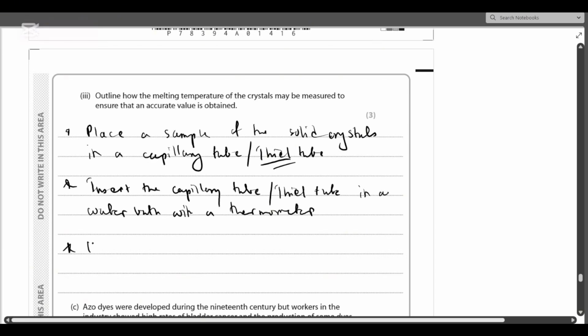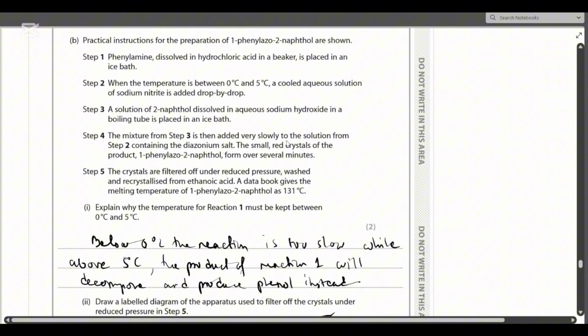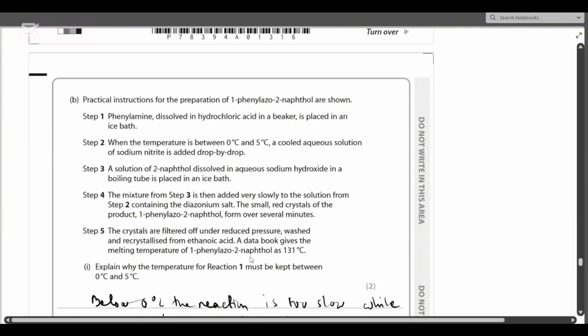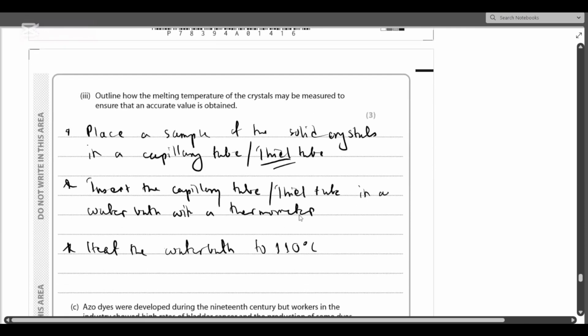Then what we do is that you heat the water bath to 110 degrees Celsius. Why 110 degrees Celsius? Because you can clearly see that the melting temperature of the crystal was about 131 degrees Celsius. So we'll try to basically provide as much heat as possible so that the temperature reaches something above 100 degrees Celsius, in this case about 110 degrees Celsius.